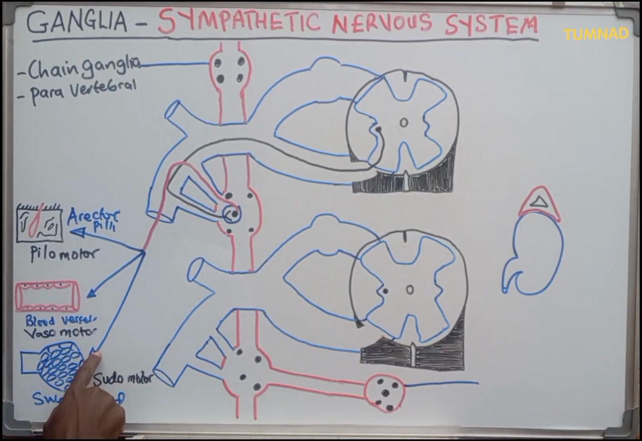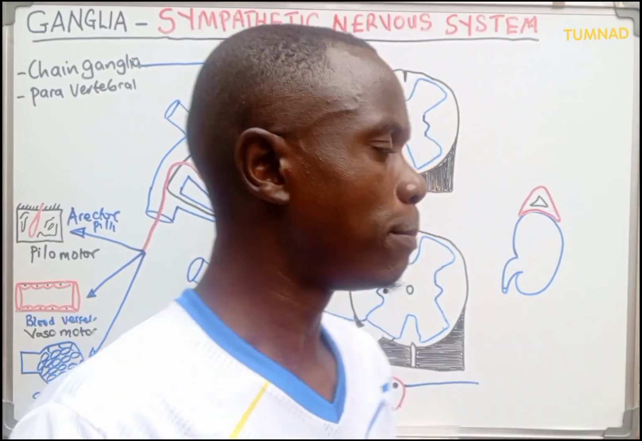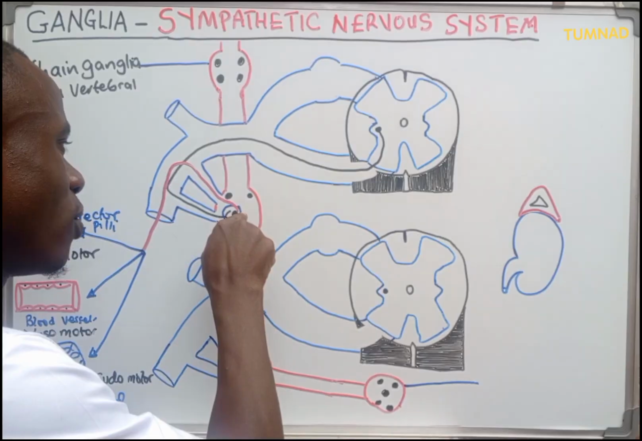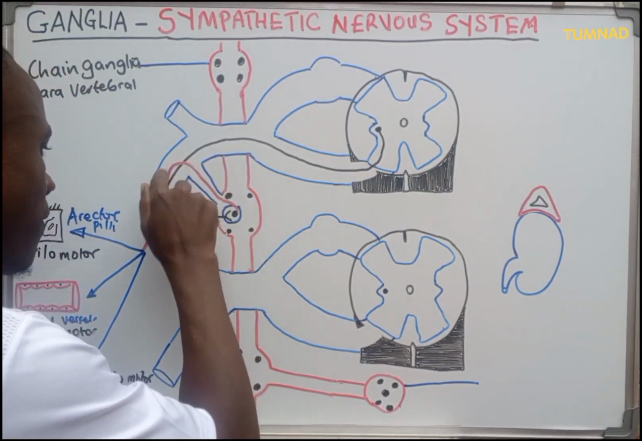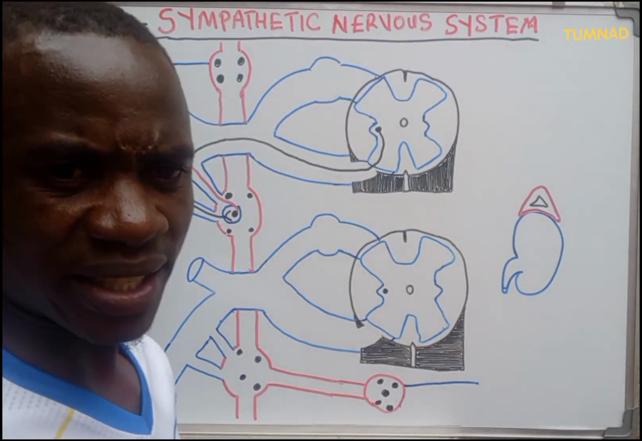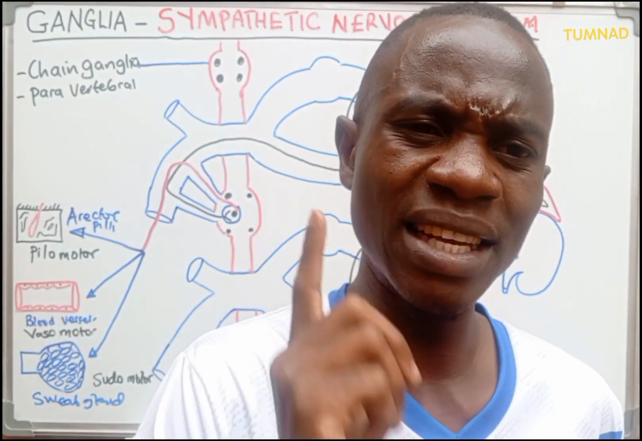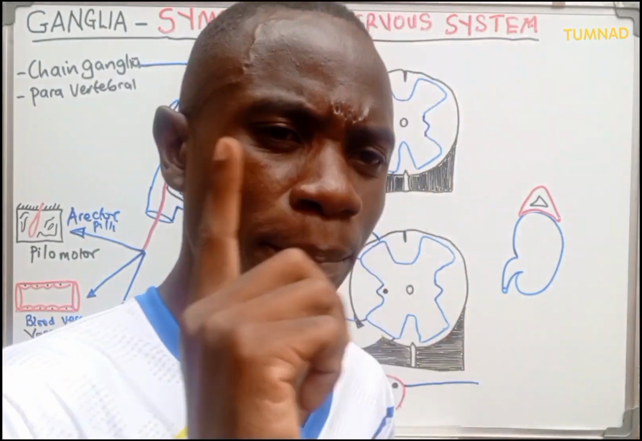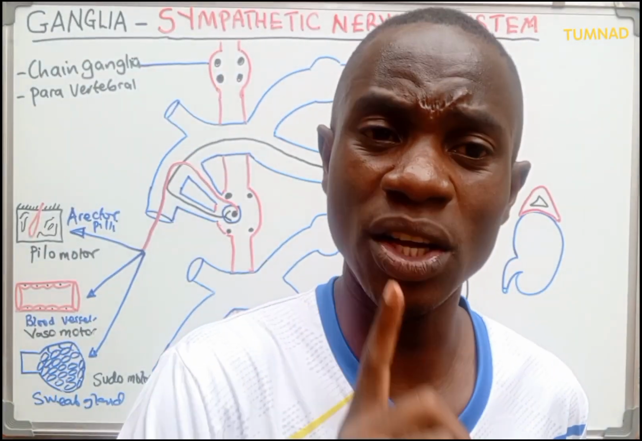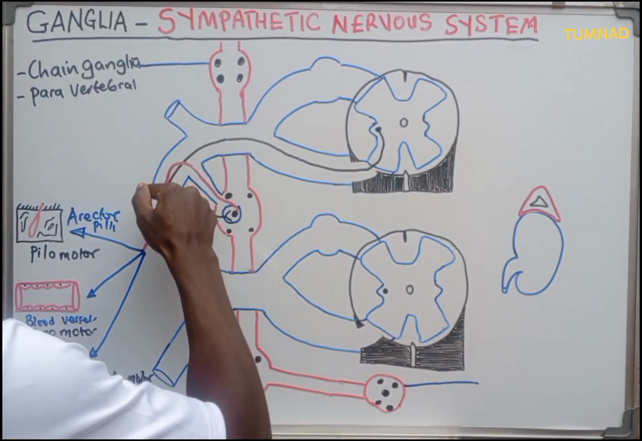Now, for the case of the sweat glands, what we know is that the preganglionic motor fibers are going to be releasing acetylcholine to stimulate the postganglionic motor fibers. Now, the postganglionic motor fibers are supposed to release norepinephrine. But for the case of the sweat glands, it becomes a bit unique. It is also going to be releasing acetylcholine. This is something very, very important to note: the postganglionic motor fibers which are innervating the sweat glands release acetylcholine, not norepinephrine.